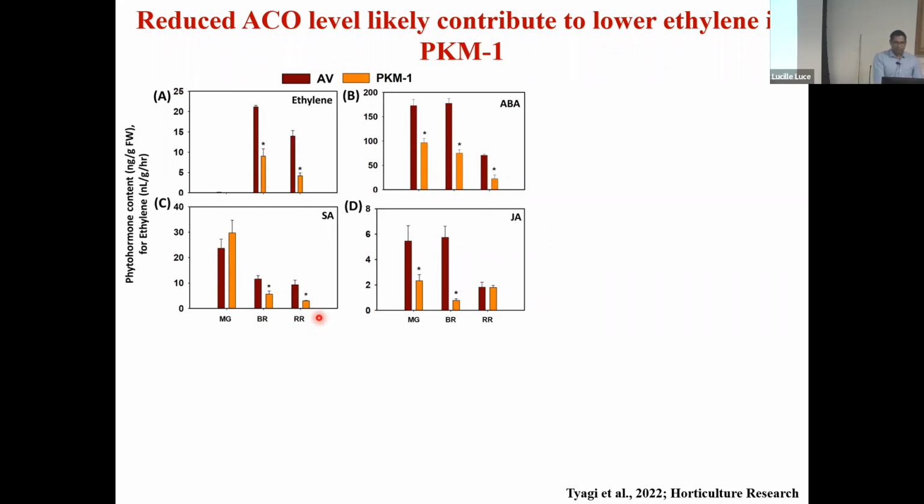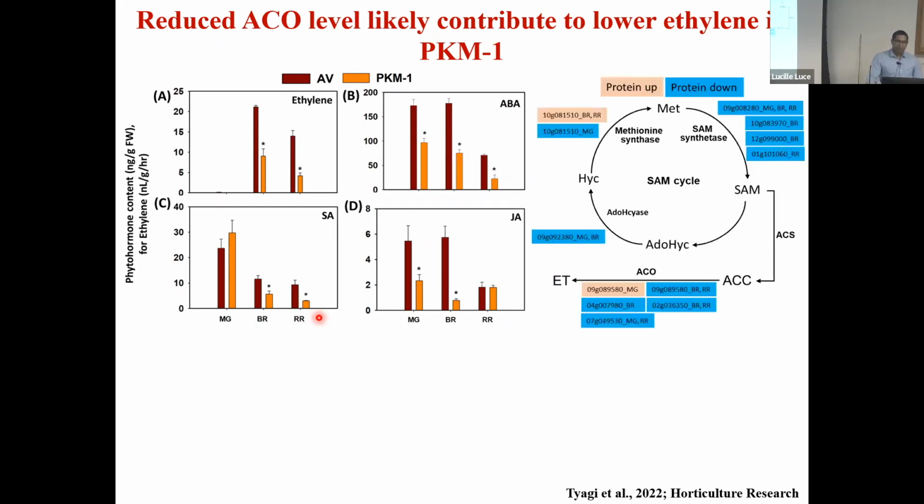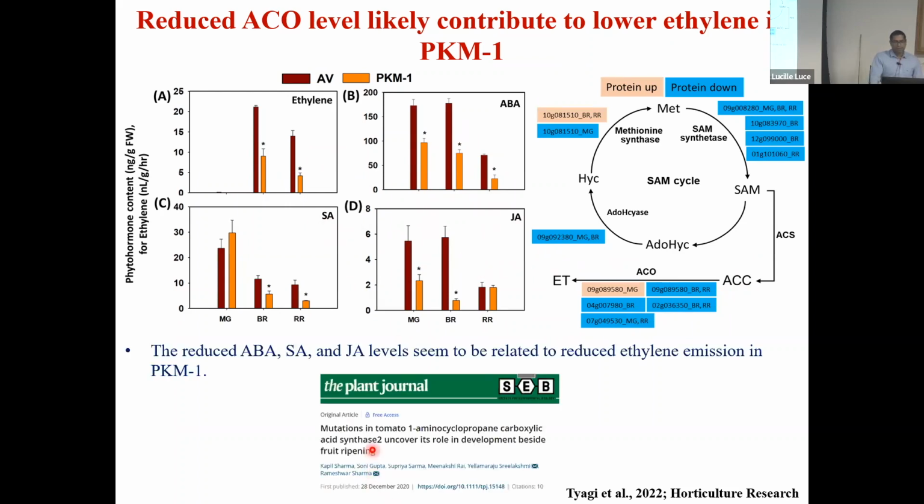So we did a proteomic study, and we found some proteins related to ethylene biosynthesis, which were ACO1 and ACO6, which are expressed during fruit-specific ethylene synthesis. So they were very, very low in PKM1. And so we thought that reduced levels of these hormones may be related to ethylene, because in one of the recent papers, the ethylene underproducer also had low levels of ABA, salicylic acid, and jasmonic acid.